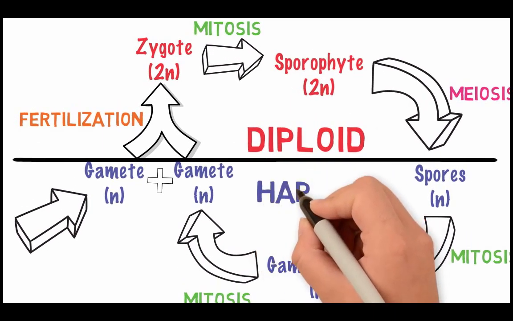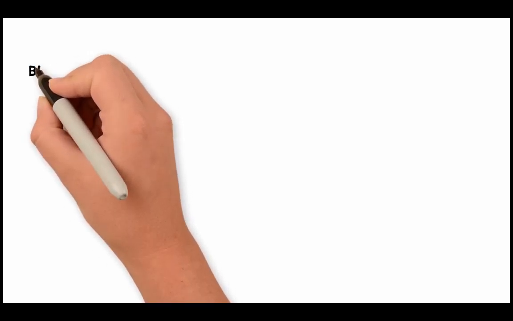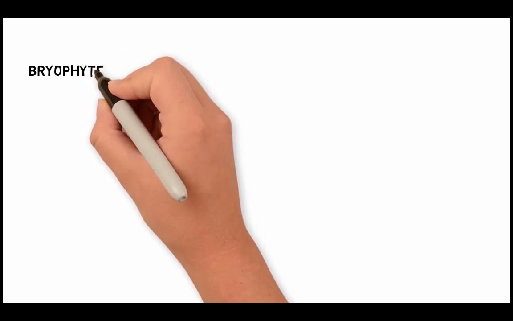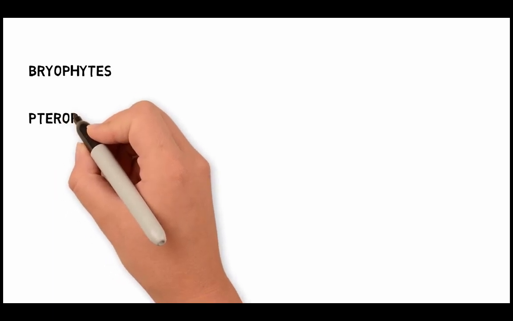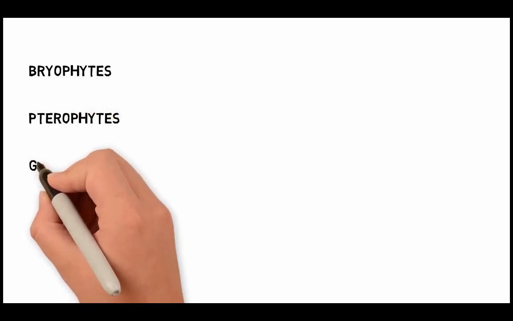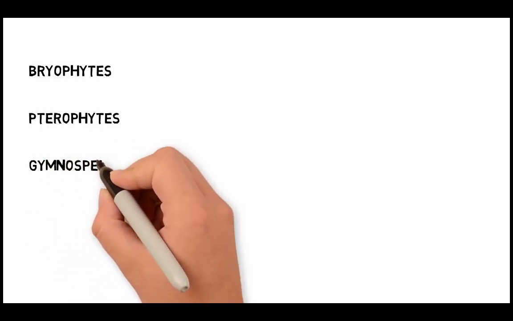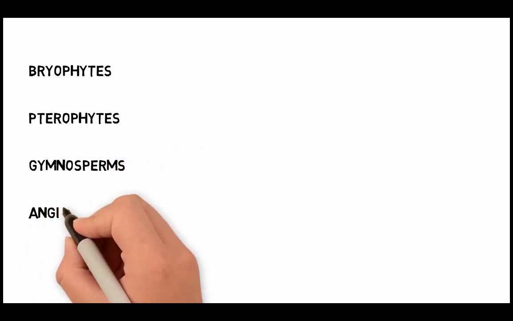Note that both haploid and diploid cells can divide by mitosis, but only diploid cells can undergo meiosis, because a haploid cell could not have its chromosome number further reduced. Now let's examine how this occurs in the 4 divisions of plants. Let's make a chart. The 4 types of plants are bryophytes, which are the mosses, pterophytes, which are the ferns, gymnosperms, including the conifers, and the angiosperms, which are the flowering plants.